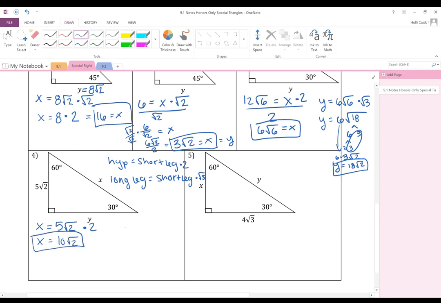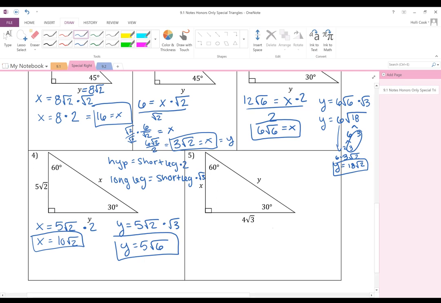Okay, and now for our long leg, y is going to equal our short leg, 5 root 2, times the square root of 3. Root 2 times root 3 is root 6, and that cannot be simplified. So we get 5 root 6. Okay, now try it. Pause your video, try number 5 on your own, and then press play when you've got your answers.